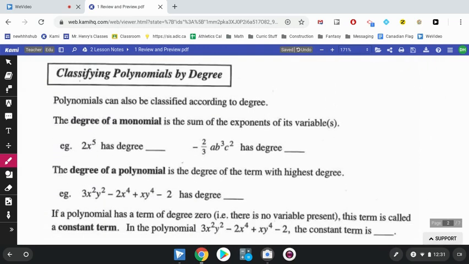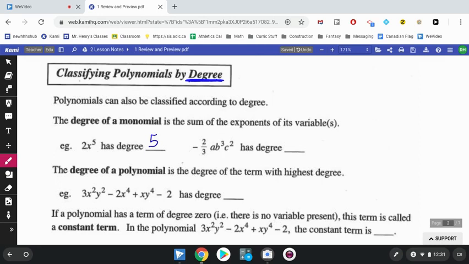Classifying polynomials by degree. This is something from grade 9. We are going to add to our definition. So this is a bit more detailed. It's a bit more complicated than grade 9, but we'll pick it up and we'll see lots of examples. The degree of a monomial is the sum of the exponents in its variable. So it's saying what is the highest variable we have, or the combination of the highest variables we have. So 2x to the 5, there's only one exponent. It's a 5. So this thing has a degree of 5.